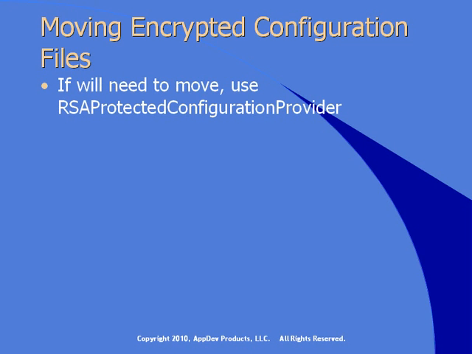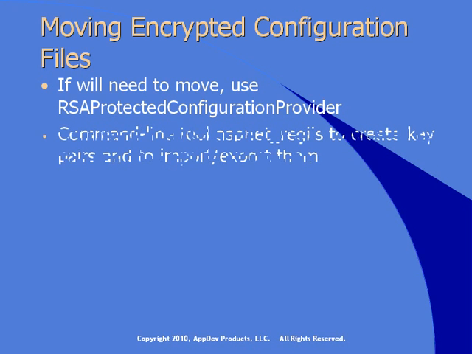One of the things that you'll often need to do is move a website from machine to machine. You might start on a development server, move it to a staging server, and then move it finally to a production server. In that kind of scenario, you'll want to use the RSA Protected Configuration Provider. And in order to do that, you can use the command line tool ASP.NET_RegIIS to create key pairs and to import and export them between machines. The .NET documentation has a lot more information about actually doing this.